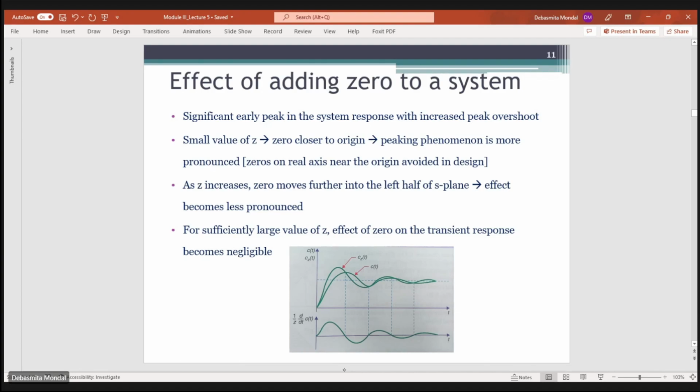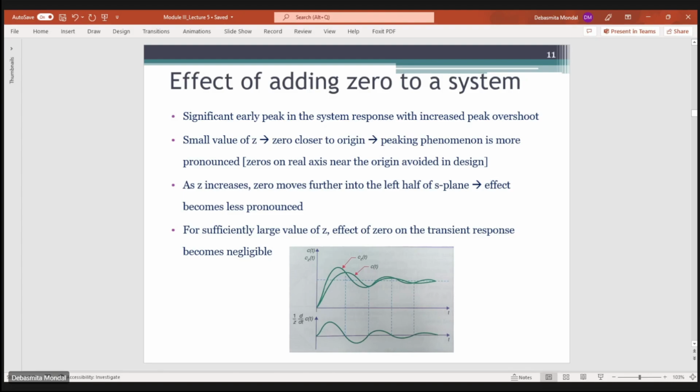Okay, so when you add a 0 to your system and calculate the step response, you will see that there is a pronounced peak. For the previous system, the peak was some value x, but the moment you add a 0 to your system, the maximum overshoot present in the system actually increases. So two phenomena are there.